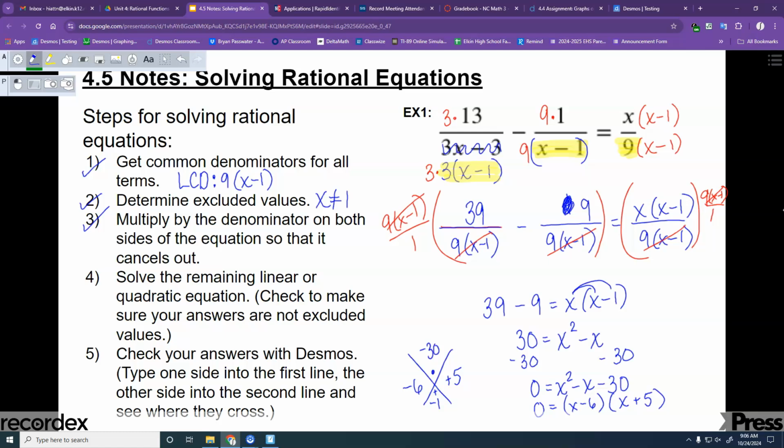And then we're wanting to know where this equals 0, right? So that would be x minus 6 equals 0. Move the 6 over. It's just x equals positive 6. And then x plus 5 equals 0. You just subtract your 5. x equals negative 5. And are either one of those our excluded value? They are not, so they're both your answers. So you get 6 and negative 5. Sometimes they end up being your excluded value and you have to just throw that one out.